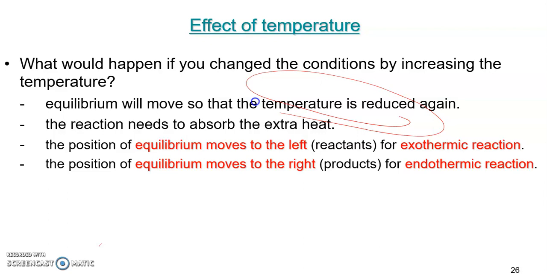So the position of equilibrium will move to the left for an exothermic reaction, and the position of equilibrium moves to the right, toward the products, for an endothermic reaction. So in any case, the response of our system tends to minimize the effect of raising the temperature.